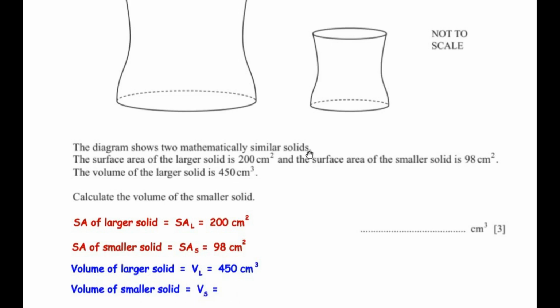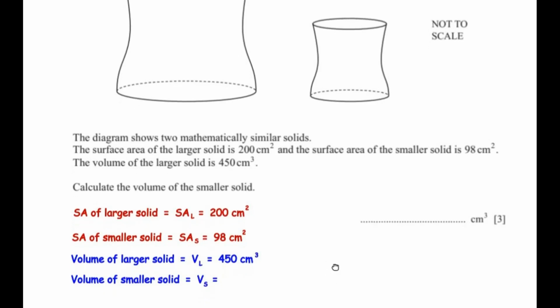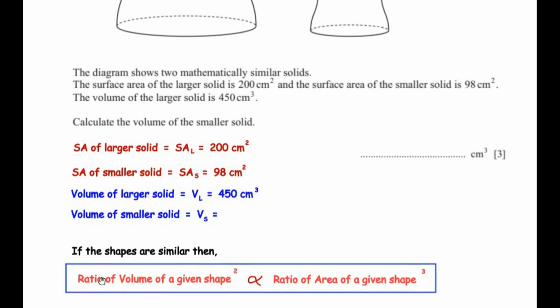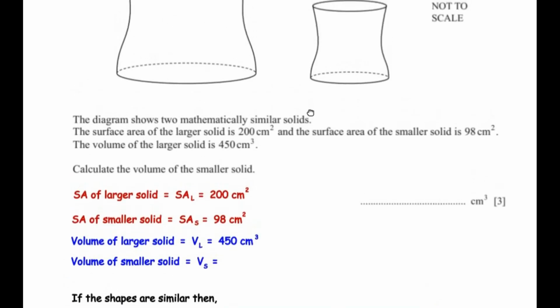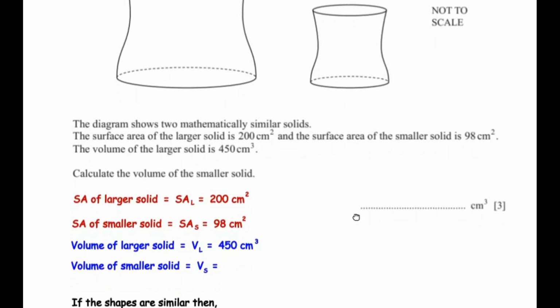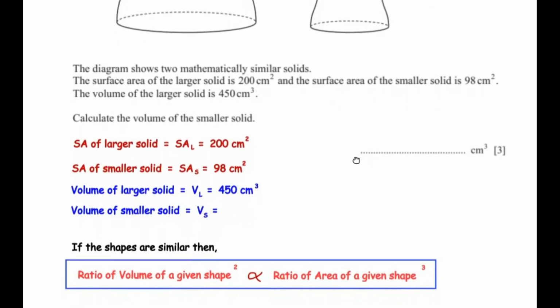Now for similar shapes, remember that we have a relationship between the volume and the area of the given shapes. So here I have written, if the shapes are similar, then the square of the ratio of volumes of the given shapes will be proportional to the cube of the ratio of areas of the given shapes. So here, since we have been given two shapes, one is the larger one and one is the smaller one, we are going to frame a ratio for volume and areas for these shapes.